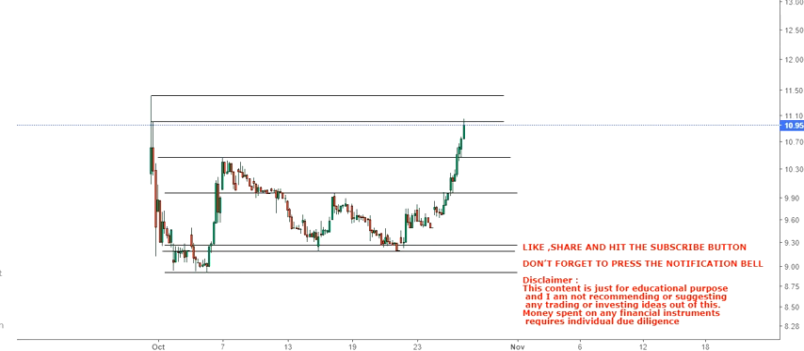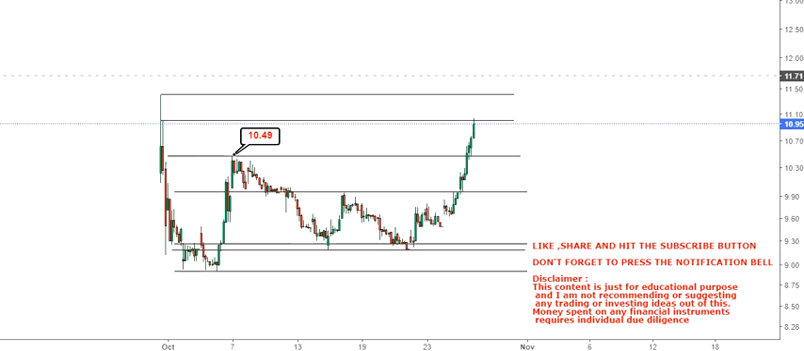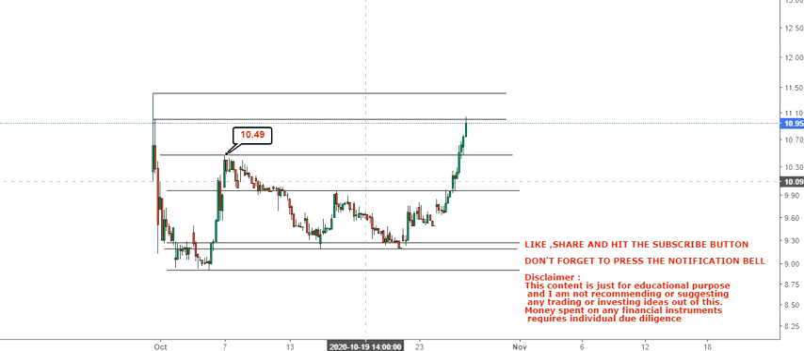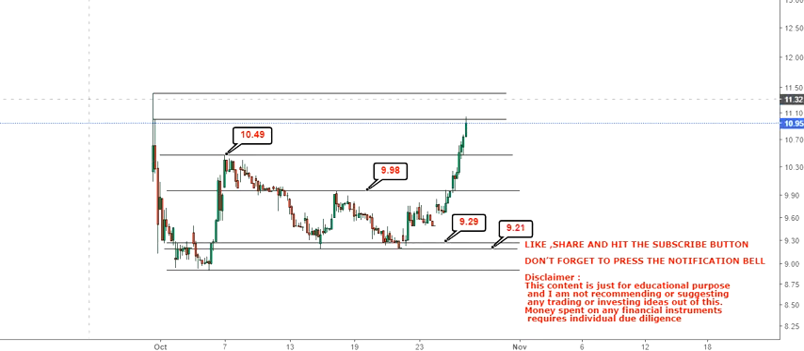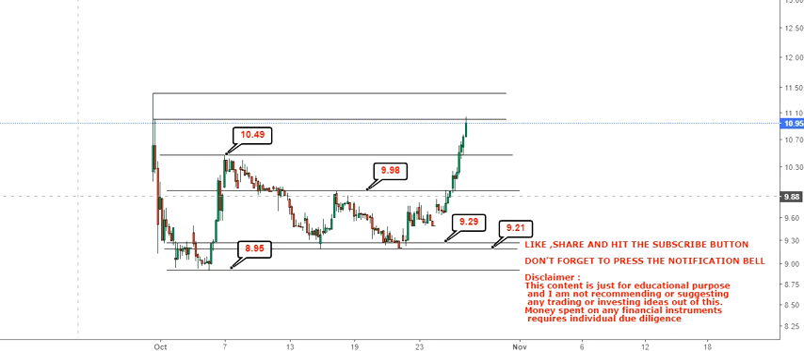Now as you can see here, this was the big resistance at $10.49, and the stock has already moved above that. So now 10.49 will be a support, and if the stock falls below 10.49, then you have your next support at 9.98. Further you have 9.29, then you have 9.21, and the final support will be at 8.95. So these are the levels one needs to look at.